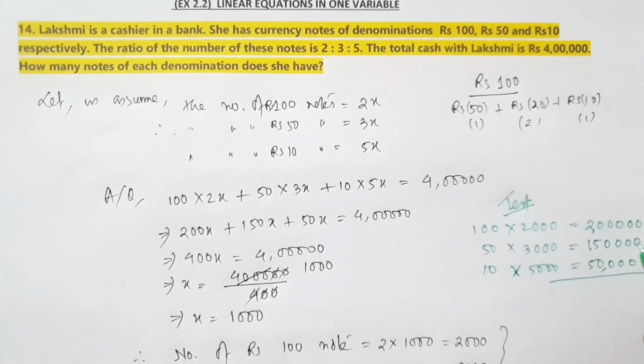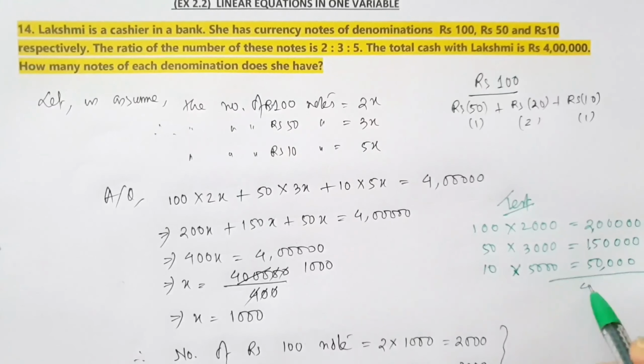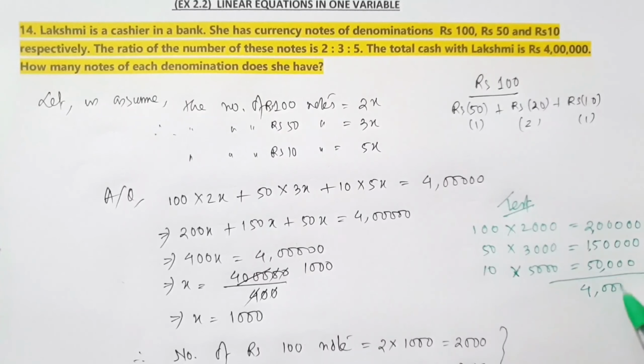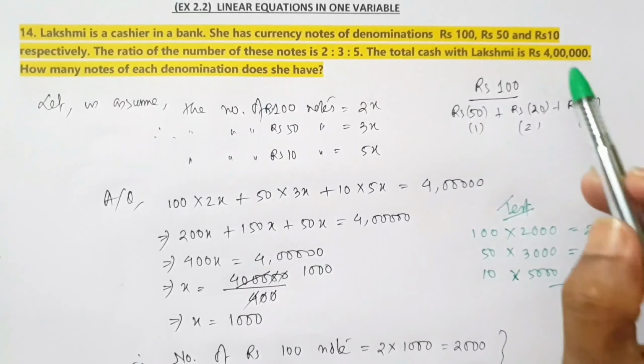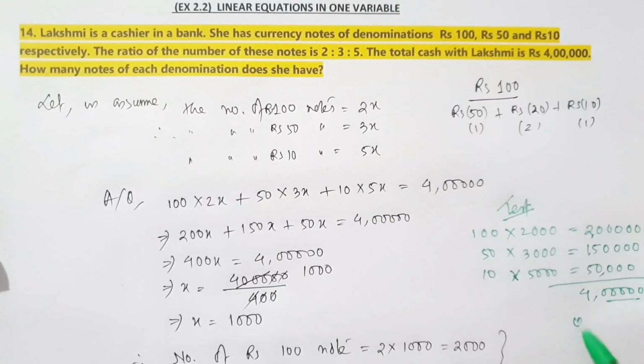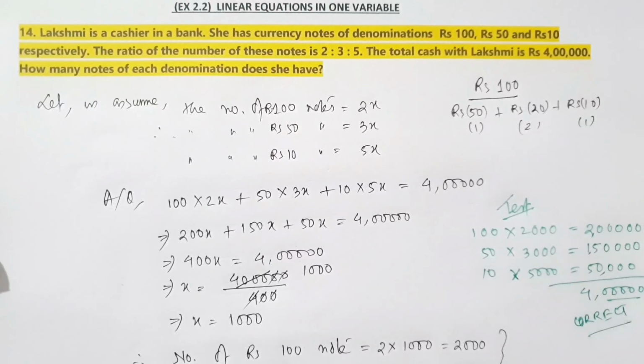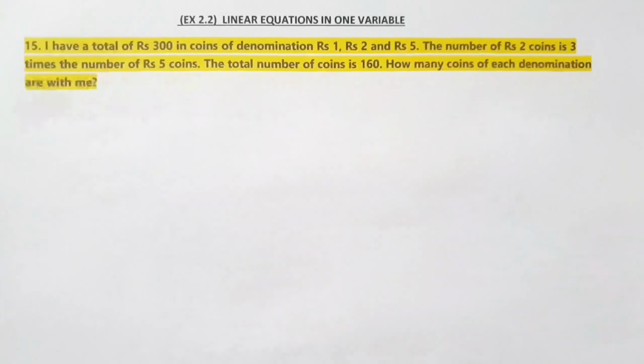Now if we calculate 2 lakh plus 1,50,000, that is 3,50,000, plus 50,000, which is equal to 4 lakh. So ultimately we can say it matches with the question, so our answer is correct. Let's start question number 15.